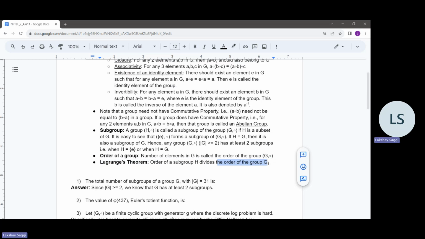The order is nothing but an integer, because it's just the number of elements in the group. So if G has 10 elements, then H can only have one element, two elements, five elements, or 10 elements, because these are the only four numbers which divide 10. This is an important theorem, and I'll not discuss its proof because it has been covered in the lectures. But how is this useful here? Note that we are given that the order of the group G is 31.